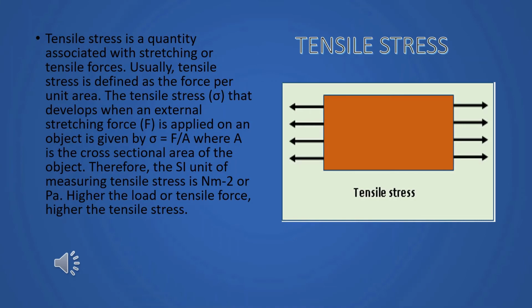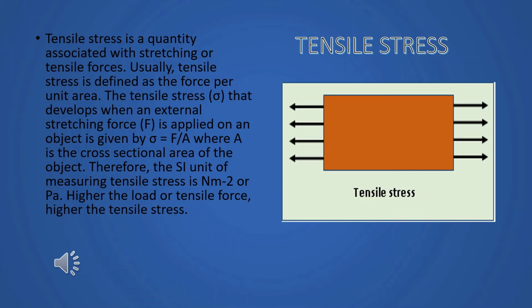Next, I will explain tensile stress. Tensile stress is a quantity associated with stretching or tensile forces. Usually, tensile stress is defined as the force per unit area. The tensile stress that develops when an external stretching force is applied on an object is given by stress equal to F over A, where A is the cross-sectional area of the object.